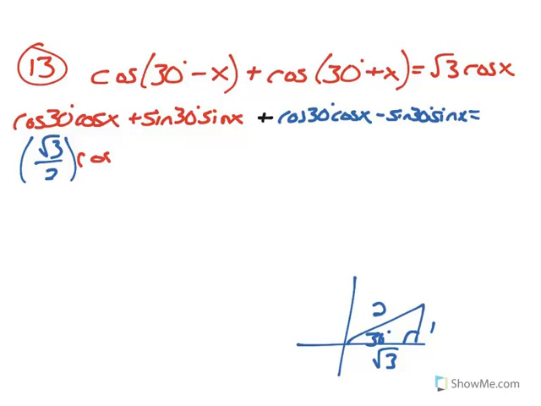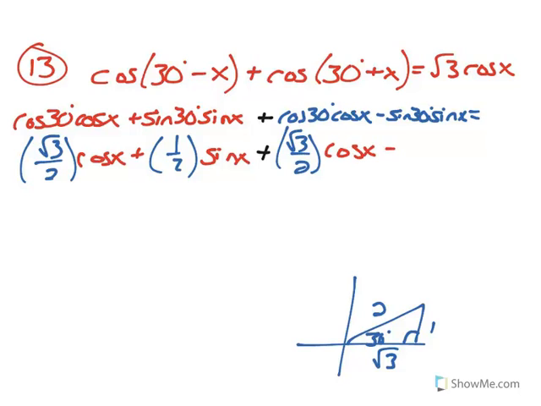Don't know what cosine of x is. Sine of 30 is y over r, which is 1/2. Don't know what sine of x is. Cosine of 30, once again, x over r, which is square root of 3 over 2. Cosine of x, we don't know what that is. Sine of 30, once again, is 1/2. Sine of x, we don't know what that is.